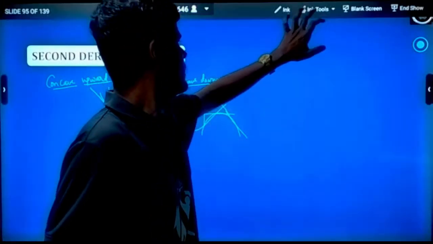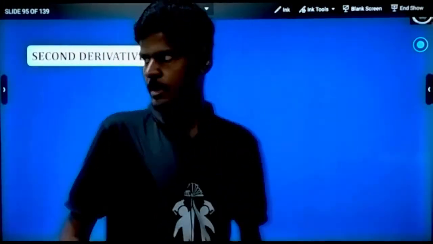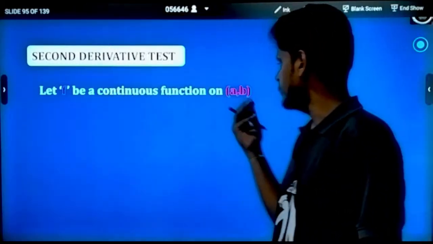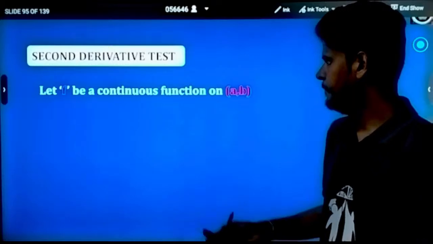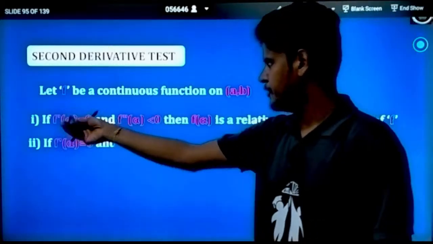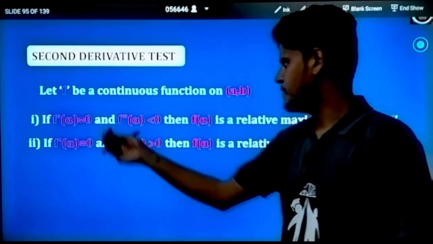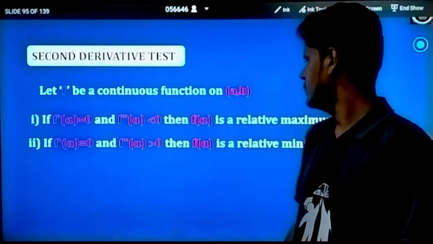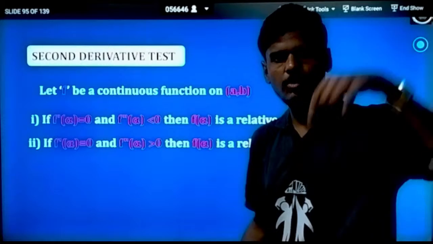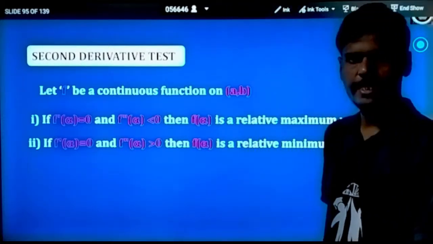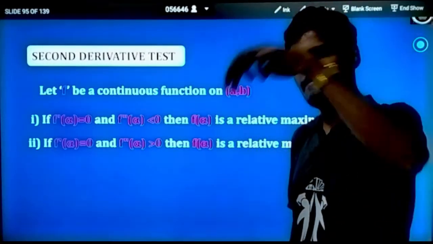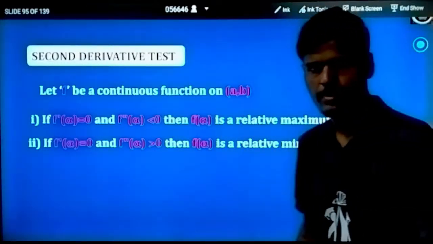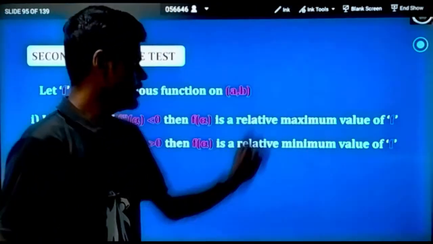Clear now, students? Now we will see the second derivative test. Again we will consider a continuous and differentiable function in the open interval. Now if f dash equals 0 at some point alpha and f double dash is less than 0 at this point, what does it mean? The slope keeps on decreasing. That means the point will be a maximum. So it gives the value of the local maximum or relative maximum of f.